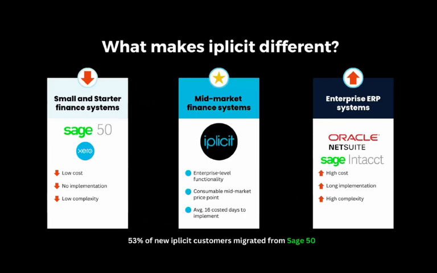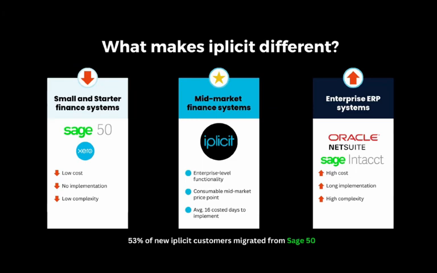I thought it's worth talking a bit about the positioning of iplicit and where it typically sits. As we said right at the beginning, we typically are replacing old on-premise legacy systems. So we are commonly replacing things like Exchequer, Access, Sage 200, those types of products. But also people have outgrown Sage 50, Xero, QuickBooks. We often are seen and considered alongside the likes of NetSuite from Oracle and Sage Intacct.